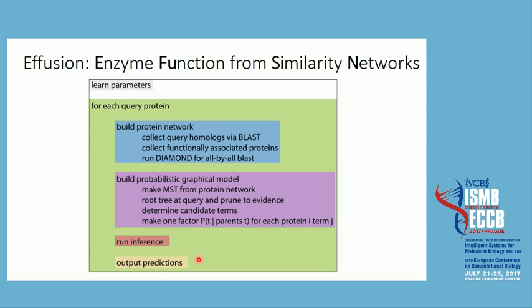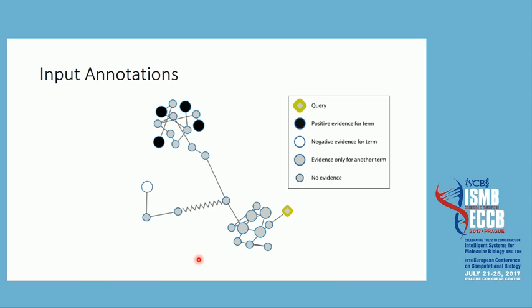In terms of results, they look like this. This is visualized in Cytoscape. It has a nice intuitive interpretation. Obviously, these are proteins. This is from the perspective of a single GO term. The query is right here. These four proteins had positive evidence for the term that we're looking at. This one had negative evidence for the GO term that we're considering here.